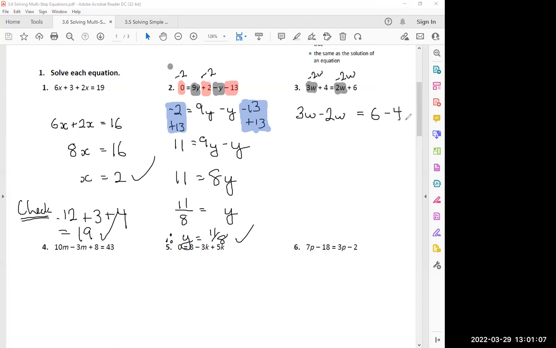I wonder if people can see what I did in my head. If you see it, just nod your head or tap your head or sing a song or something. Do you see what I did to get the W all in one spot and everything else on the other side of the equal sign? I didn't like this plus 4, so I subtracted 4 from both sides. That's what I did.